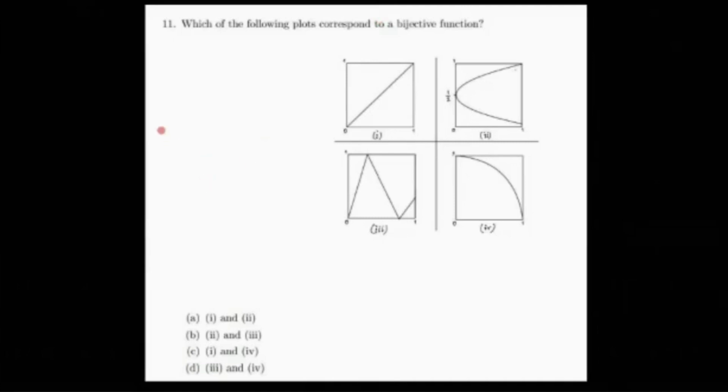Today we're going to solve this problem from CMI Data Science 2022, problem 11. It says, which of the following plots correspond to a bijective function? There are 4 plots given, and we have to check which one of them, or more than one of them, correspond to a bijective function. So plot 1 is basically this.